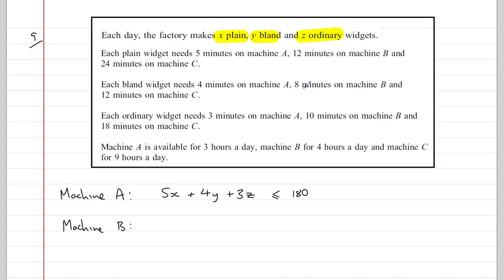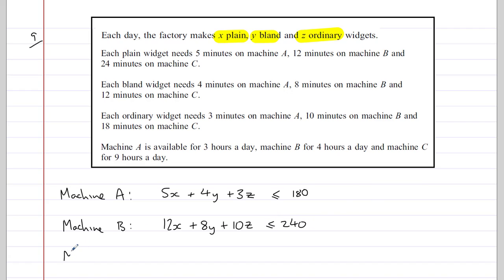For machine B, plain widgets require 12 minutes, so that's 12 multiplied by the number of plain widgets. A bland widget needs 8 minutes on machine B, so plus 8y. An ordinary widget needs 10 minutes on machine B, so plus 10z. The total time on machine B is 4 hours a day, so this must be less than or equal to 240.